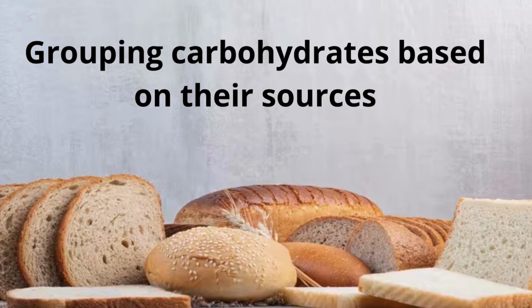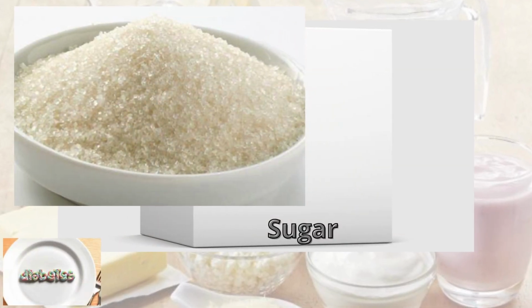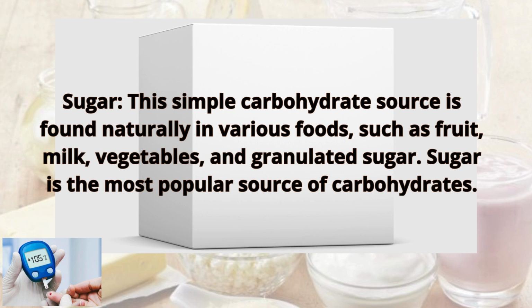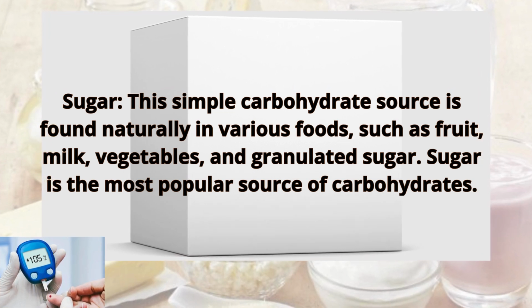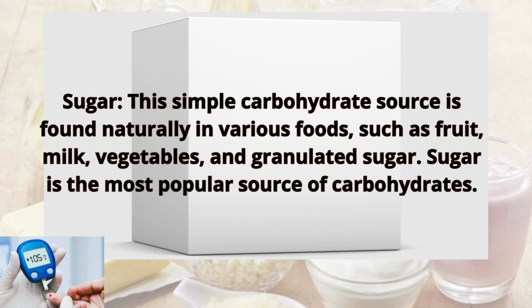Grouping carbohydrates based on their sources. Sugar. This simple carbohydrate source is found naturally in various foods, such as fruit, milk, vegetables, and granulated sugar. Sugar is the most popular source of carbohydrates.